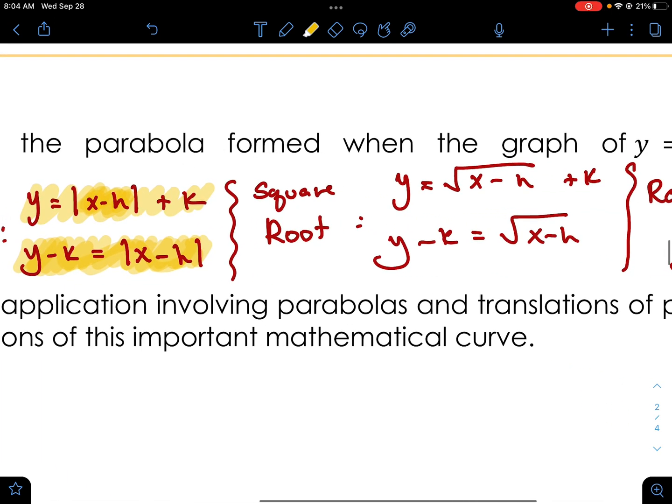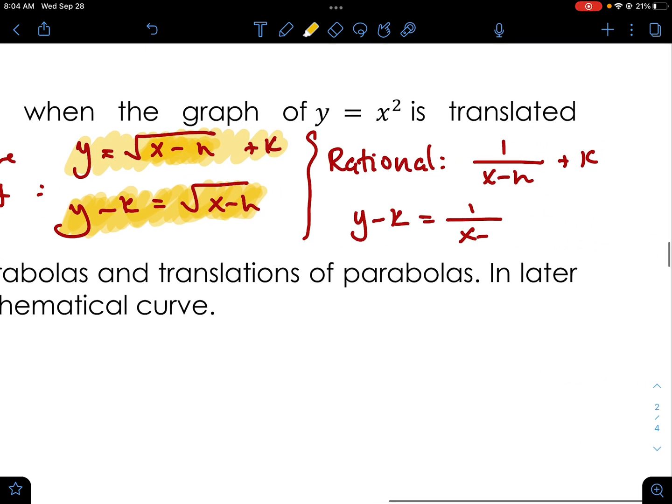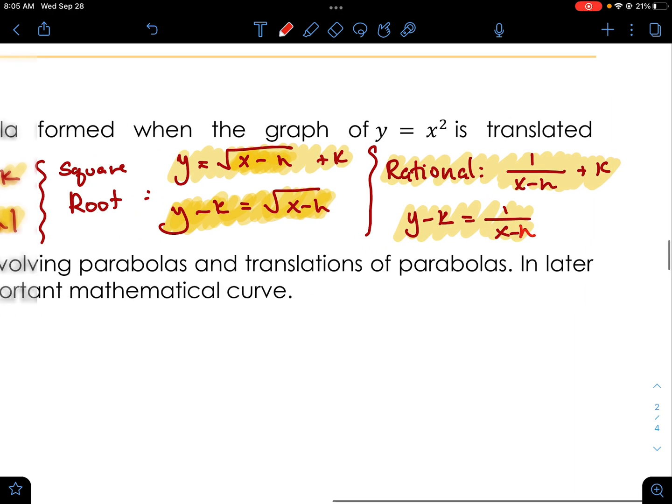The square root function, we replace the absolute value with the square root, so it's going to be y equals the square root of x minus h plus k, and y minus k equals the square root of x minus h. Again, down here, both variables are lying to you. Up here, just the x minus h is lying to you. And finally, you have the rational function. It's going to be y equals 1 over x minus h plus k, or y minus k equals 1 over x minus h. And again, down here, both are lying to you. Up here, just the x is lying to you.